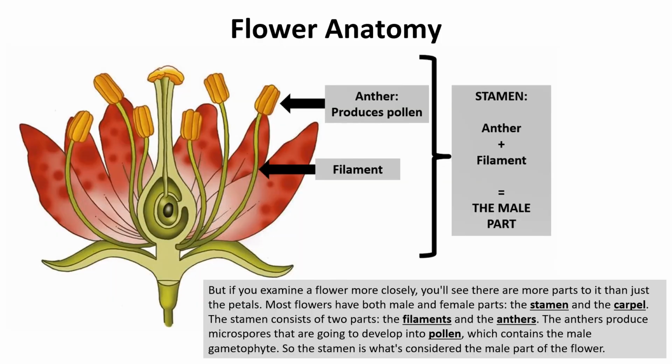But if you examine a flower more closely, you'll see there are more parts to it than just the petals. Most flowers have both male and female parts, the stamen and the carpel. The stamen consists of two parts, the filaments and the anthers. The anthers produce microspores that are going to develop into pollen, which contains the male gametophyte. So the stamen is what's considered the male part of the flower.